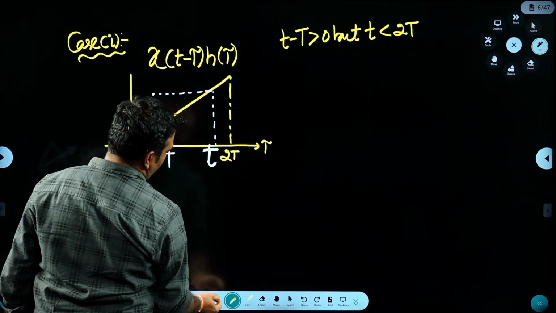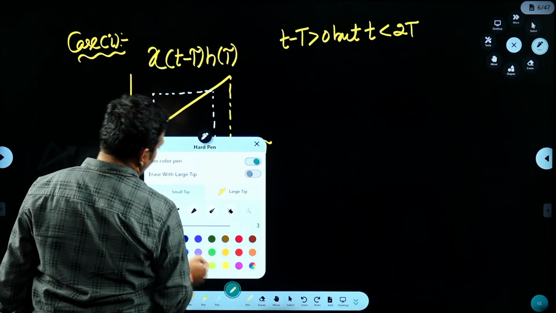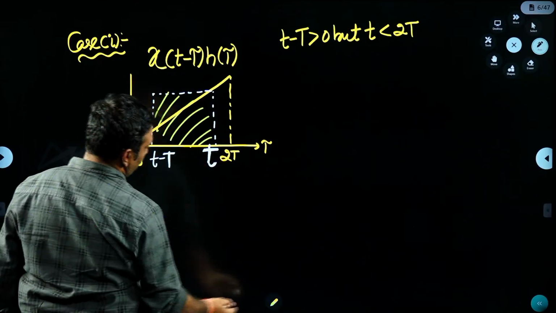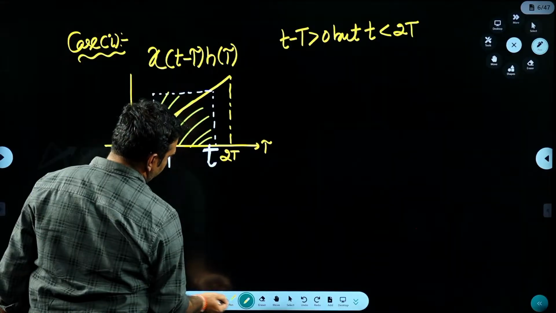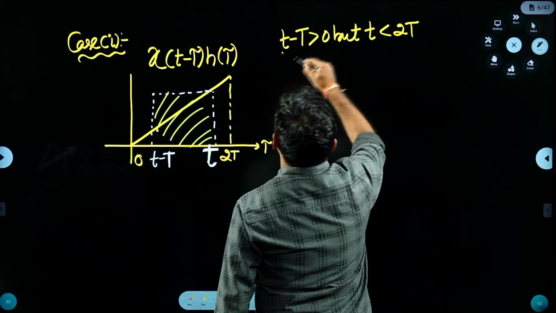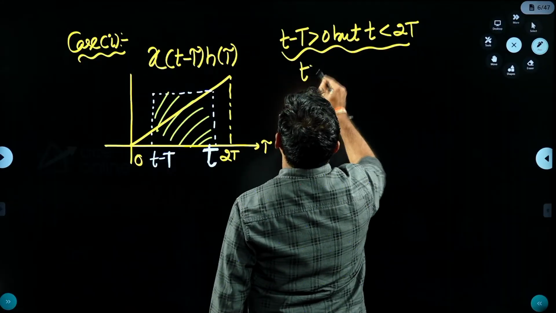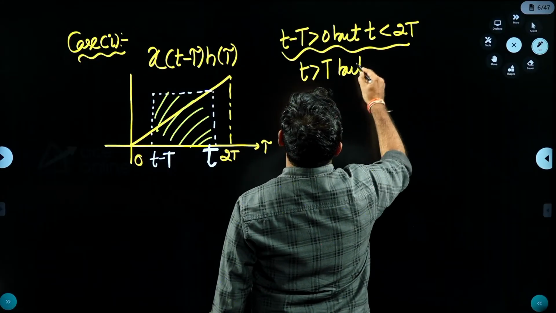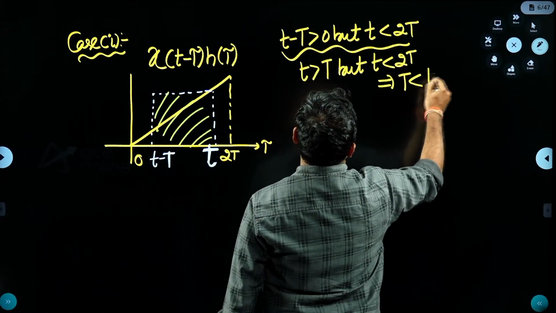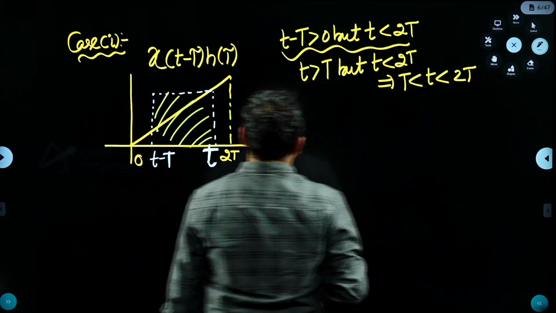So where did you get overlap? You got overlap for a certain portion, t minus T to t range. When you simplify this, t is greater than T but t is less than 2T, that means the overall range is T less than small t less than 2T.